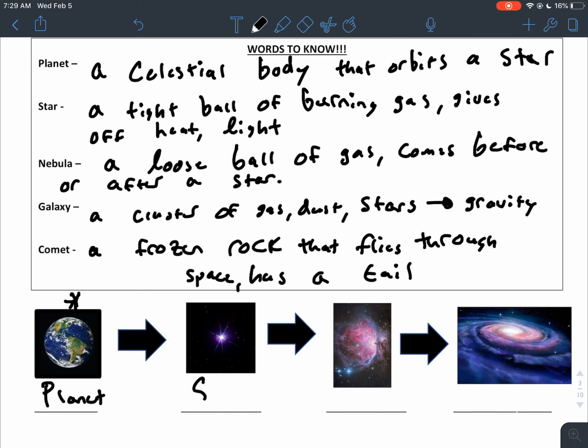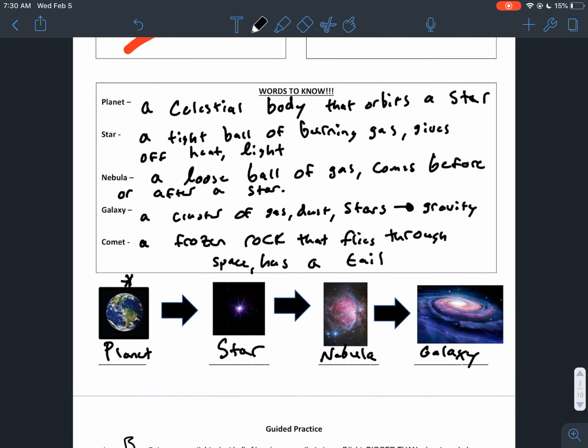Then next you've got a star. Star is a tight ball of burning gas that gives off heat and light. Then this cloud type thing, this is a nebula. It's the third biggest. It comes before or after a star, and it's kind of this big loose cloud, so it's not quite put together yet. That's a nebula. And the biggest thing that contains all of this, it has billions of stars, it has tons of planets. It's a galaxy. All right, so right there we have ourselves a galaxy. So today what you got to be good at is knowing the definition of these 5 words, and you got to be able to put planet, star, nebula, and galaxy in order of size.